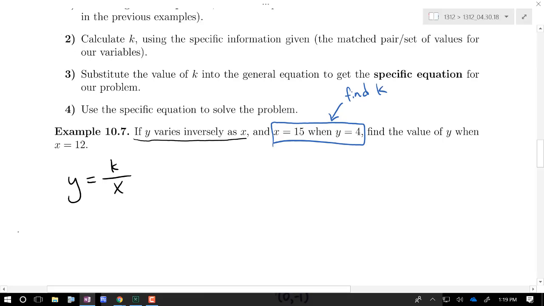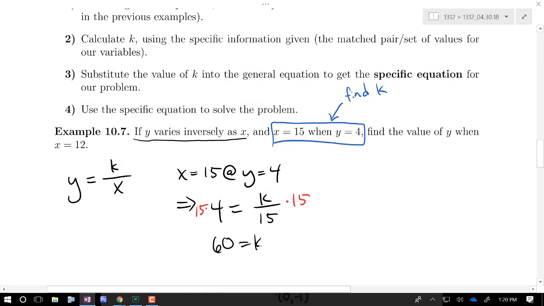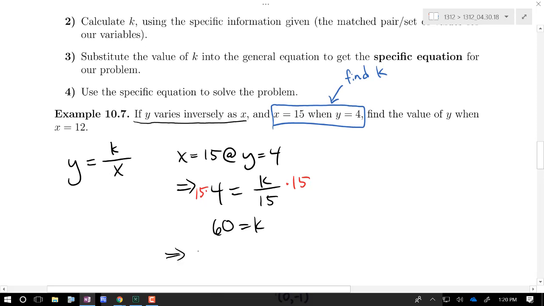So if x is 15 when y is 4, that allows us to say that 4 is equal to k over 15. And this equation is pretty easy to solve for k, right? Just multiply by 15, and we get 60 is equal to k. Now that we know what k is, we know that our specific equation is y equals 60 over x.